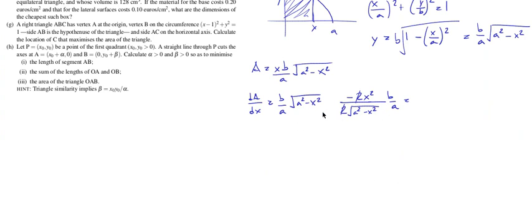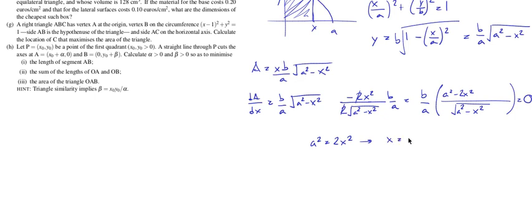Let's see how we can express this. We have b over a as a common factor, and then we take everything under the same a squared minus x squared, same fraction, and so we have a squared minus x squared minus x squared, so this is a squared minus 2x squared, and we want this to be equal to 0. Okay, so this is going to be 0 when a squared is equal to 2x squared, or in other words, x is equal to a divided by the square root of 2.